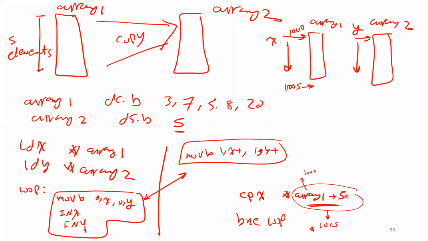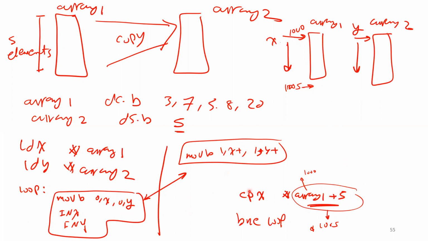Again, I said it before, I'm gonna repeat it. This plus, we don't have this plus in assembly. This is not for assembly. This is for the Code Warrior. So the Code Warrior is going to calculate this one and put a number here. Okay. So this one should be the address here. So what's going to happen? I'm going to compare X to this address. If it is not equal, loop, that means I'm going to keep looping until I come here. Once I finish the 5, I'm going to come here. Okay, guys, is that clear?